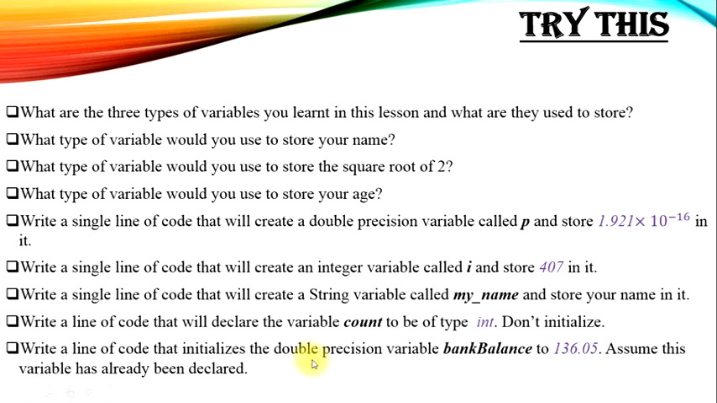Here, write a line of code that initializes the double precision variable bank balance. This is a variable name, bank balance, to this. Assume this variable has already been declared, so you don't need to declare this. It has already been declared. Just initialize this to this.